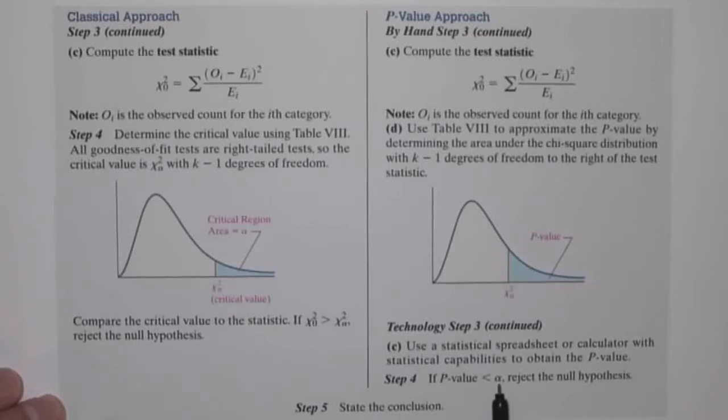If the p-value is less than alpha, we reject the null hypothesis. If the p-value is greater than or equal to alpha, we do not reject the null hypothesis. That's step 4. And then step 5 will state our conclusion.